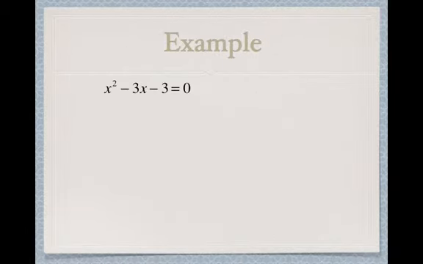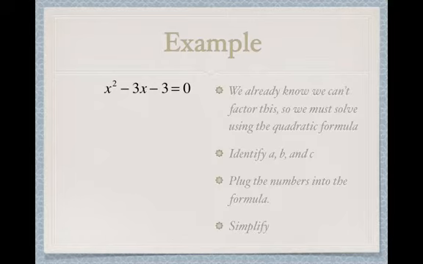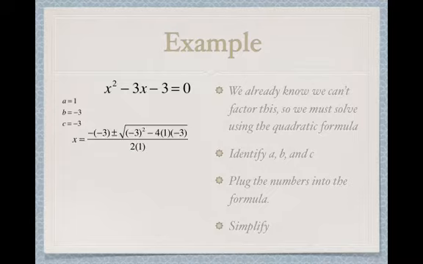Okay, so let's go ahead and do that problem that we couldn't factor. So first thing we want to do is identify a, b, and c, which is some stuff that we've done before. So a is 1, b will be -3, c is -3. So you're going to take those numbers and plug them into that formula. So hopefully you wrote that formula down. If not, make sure you go back to the previous slide.